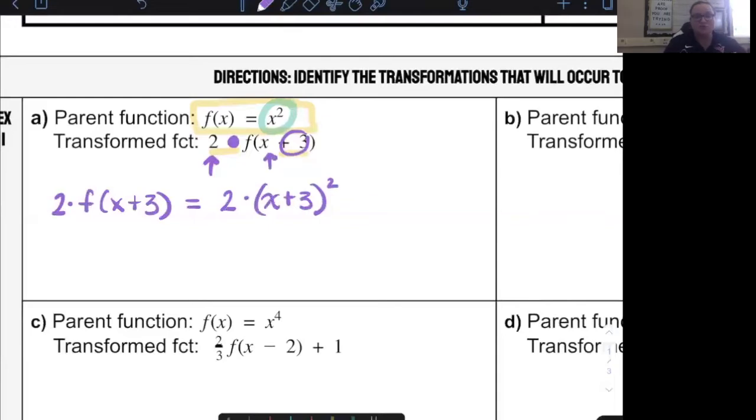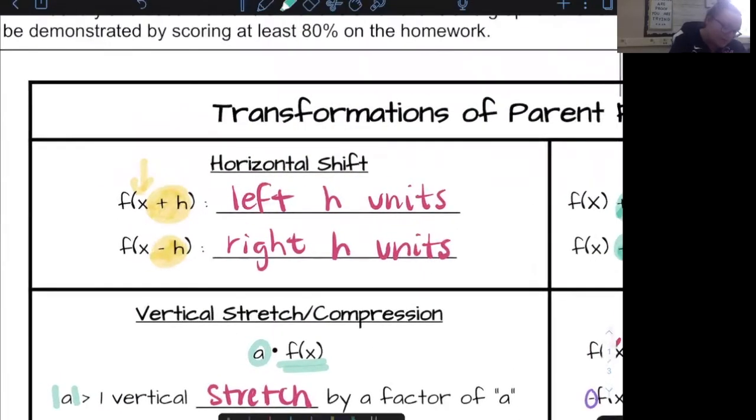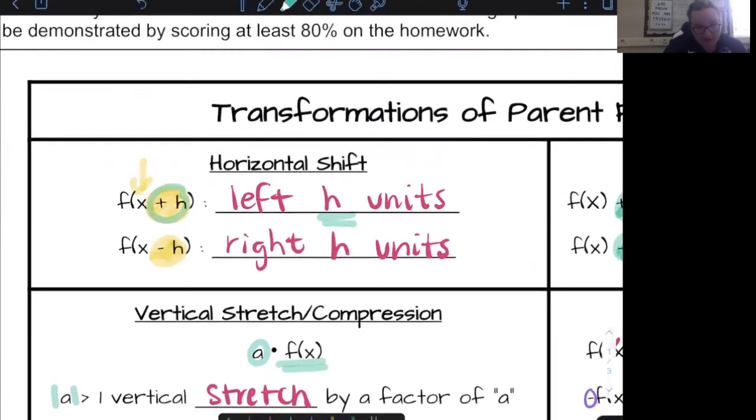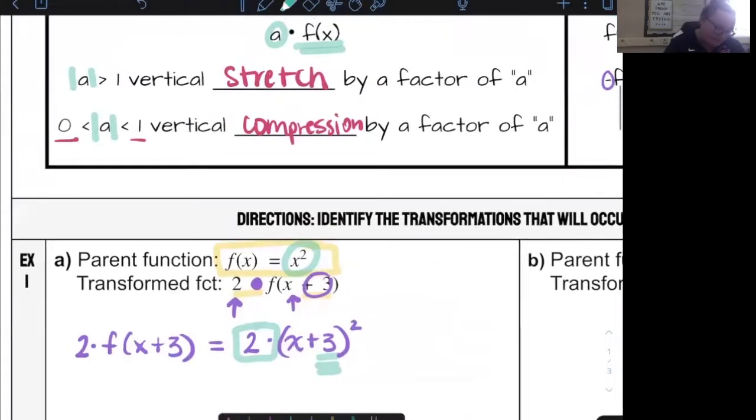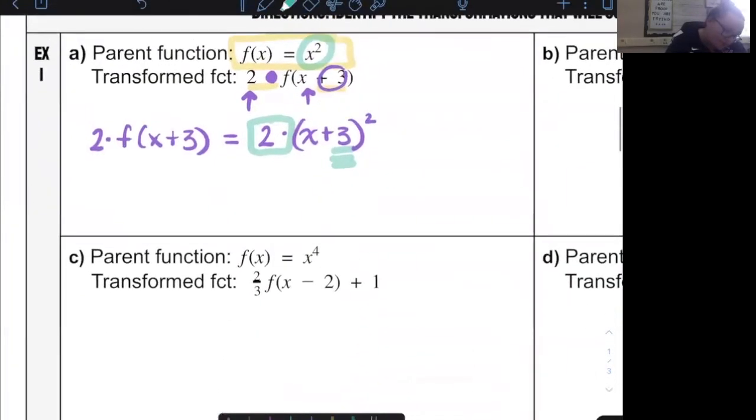So what transformations are taking place? There are 2 transformations. I have the 2 times the function, and I have the added 3 directly to x. So what does adding 3 do? Adding 3 directly to x, f of x plus h, shifts our graph h units to the left. So our first transformation is it shifts left h units. Just kidding, h is 3, so shifts left 3 units.